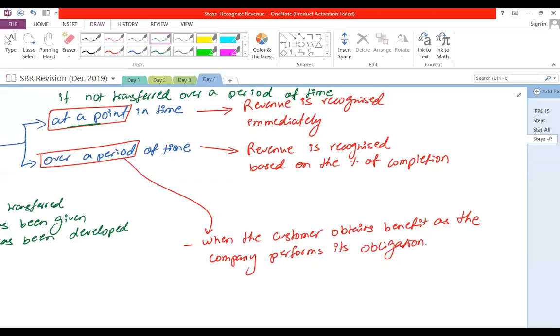This is a given example: tuition is transferred over the time while study material is at a point in time. Yes, exactly, Jesse, you're right.